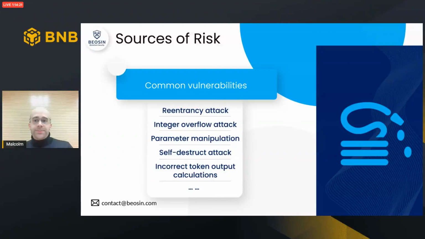And here are some of the common vulnerabilities that we see when working with smart contract auditing. We have re-entrancy attacks, integer overflow attacks, parameter manipulation, self-destruct attacks, and incorrect token output calculations. We had a quite thorough walkthrough of different attacks in the last presentation here. So maybe I'll just mention two of these and how they usually end up in smart contracts and how they are attacked. The first one is a re-entrancy attack, and that's basically a way to invoke smart contracts in a manner which would give the attacker more access than he should have.